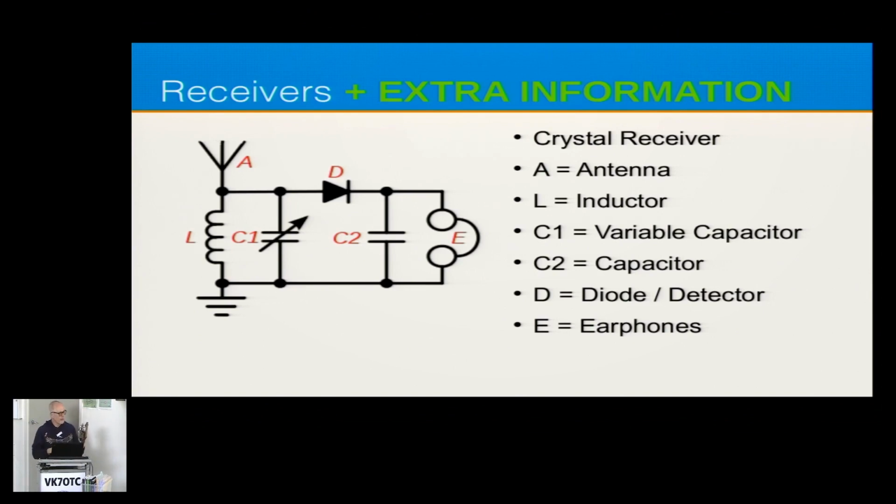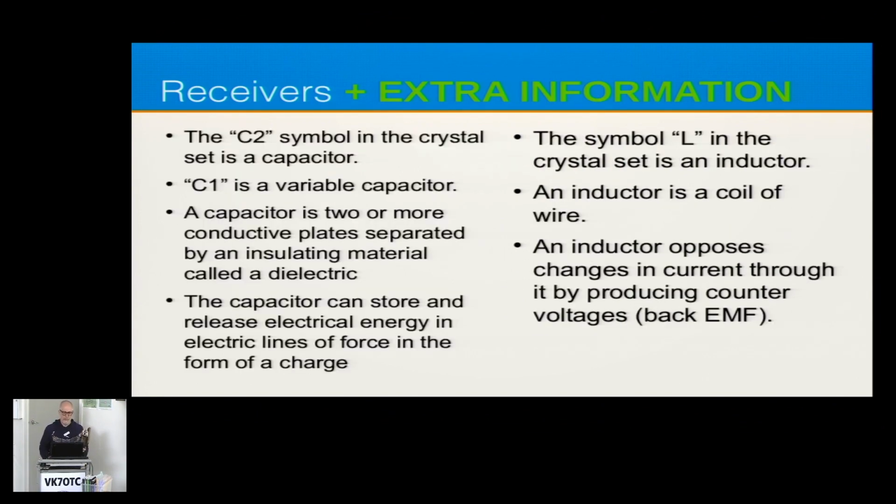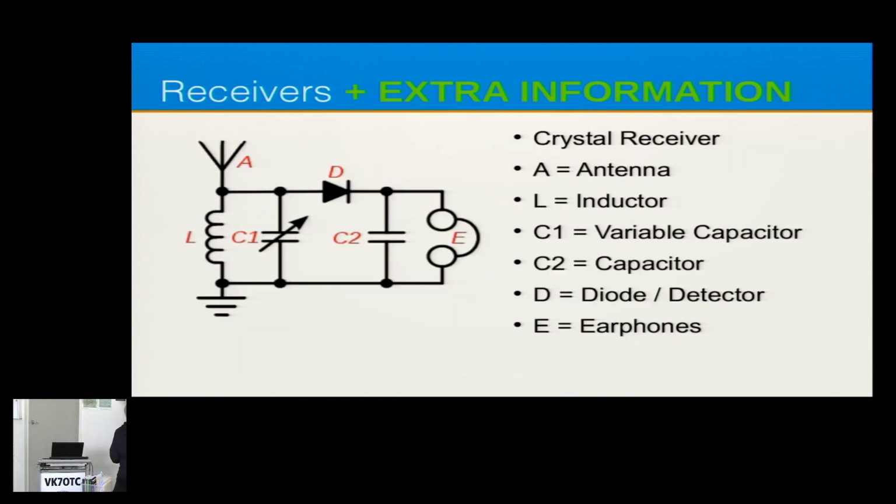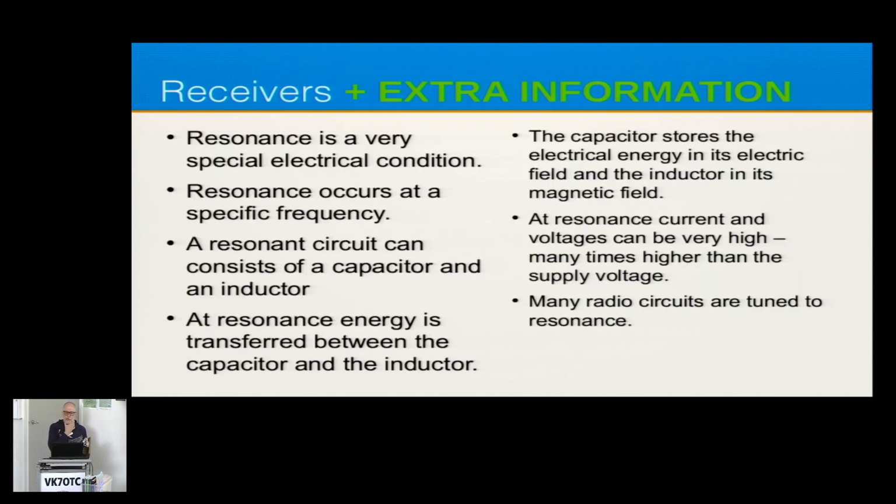So they're capacitors. They store electrical energy in a particular form. The inductors store that energy in another form, and what that means is in here it's what we call a resonant circuit. So it only receives at a particular frequency and enables us, through that variable capacitor, to tune to a particular frequency. So the concept that we're trying to get across here is it creates what we call a resonant circuit.